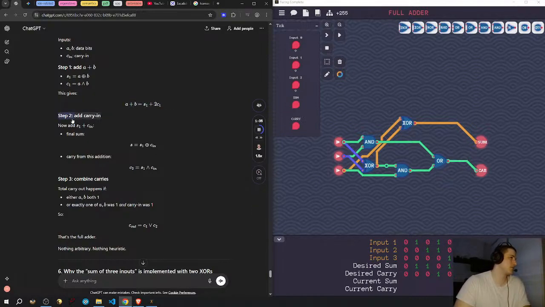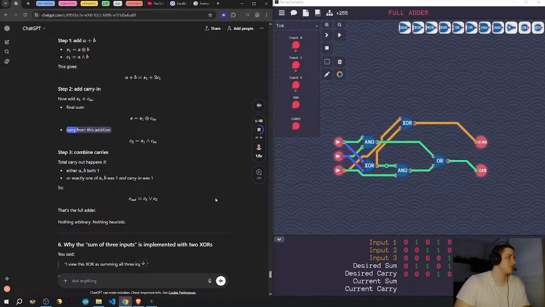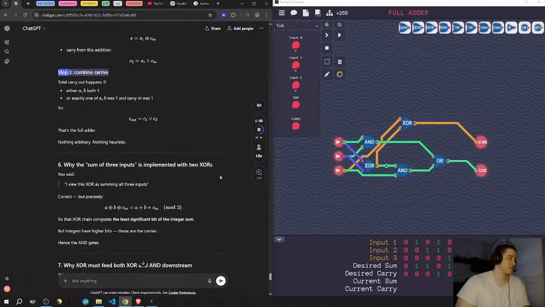A plus B equal to S1 plus 2 C1. Step 2. Add carry in. Now add S1 plus Cin. S1 plus Cin equal to final sum, and carry from this addition. S equal to S1 XOR Cin, C2 equal to S1 AND Cin. Step 3. Combine carries. Total carry out happens if either A and B were both 1, or exactly 1 of A and B was 1 and carry in was 1. So, Cout equal to C1 OR C2. That's the full adder. Nothing arbitrary.